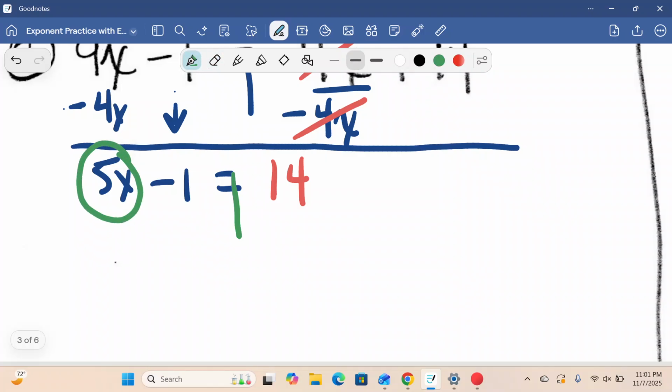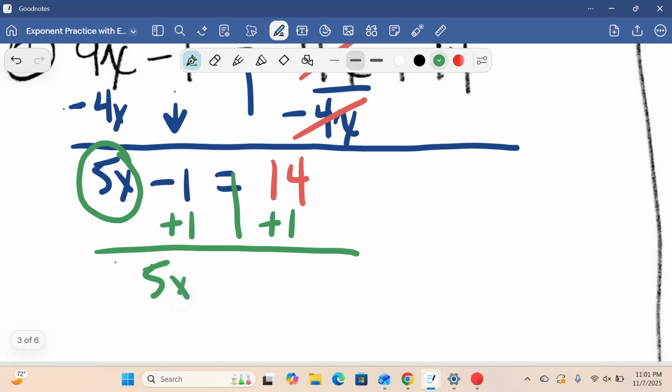I want to get rid of negative 1. So how do I get rid of negative 1? I am going to add 1, which is the opposite. But if I add 1 to that side, I have to add 1 to that side. I'm going to go ahead and draw my line. And so that leaves me 5x by himself on this side. A positive and a negative 1 gives us a 0.